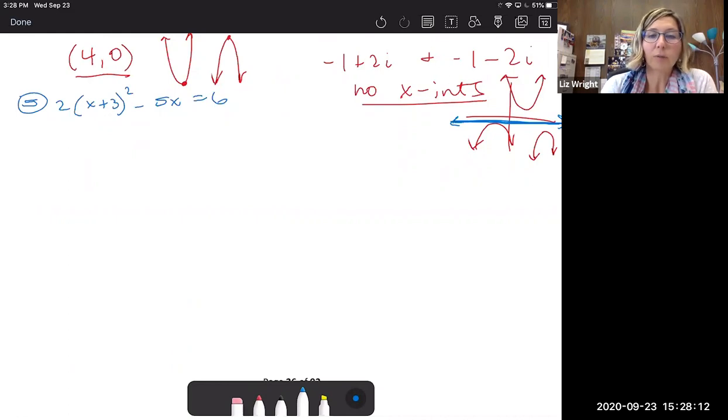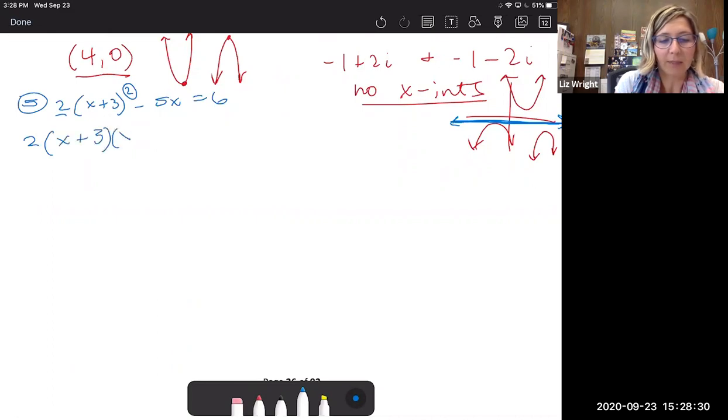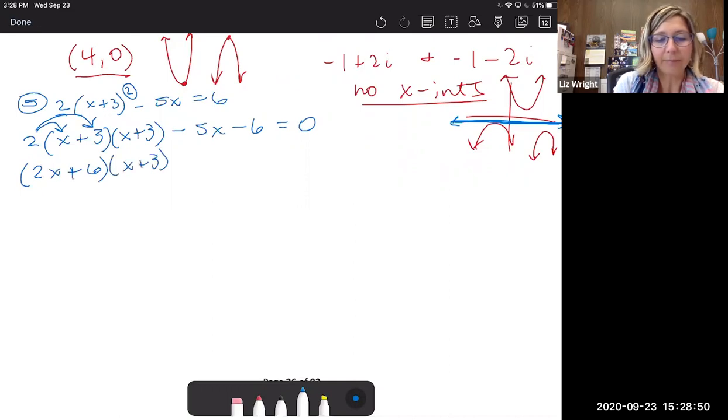So looking at that, and please don't tell me that you're going to distribute the 2 in, because that would be incorrect. All right, here we go. So we're going to do 2 times x plus 3 times x plus 3 minus 5x, and I'm going to go ahead and bring my 6 over because I know I'm going to need to eventually anyway. I guess I'll just distribute it here first. All right, so our first one is going to be 2x plus 6. And then we're going to do x plus 3. And we're going to have minus 5x minus 6 equals 0.